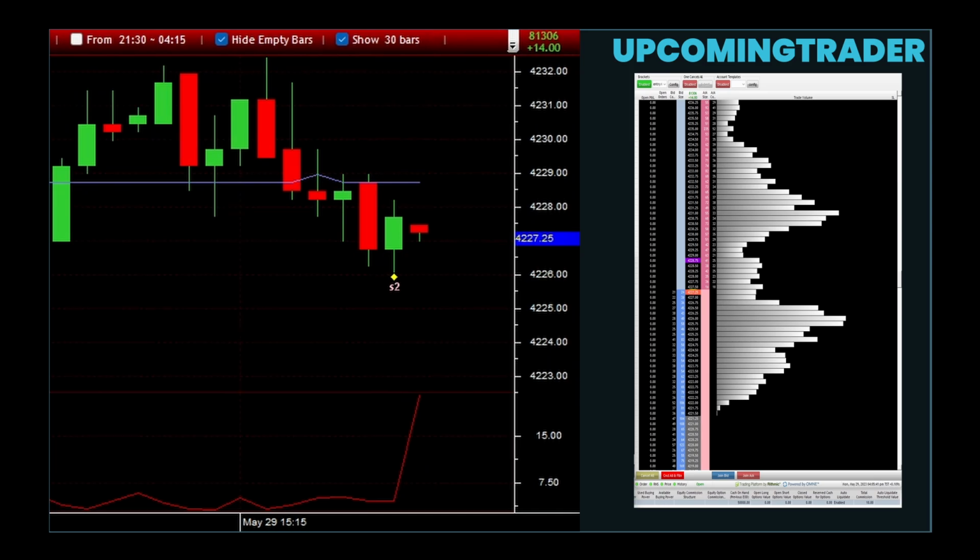Flags are continuation patterns that indicate a brief pause in a strong trend before it continues. Flags form after a significant price movement, and they typically slope in the opposite direction of the prevailing trend. For example, in an uptrend, the flag may slope down slightly, and in a downtrend, the flag may slope up. When you see a flag forming, it can be a good time to prepare for the trend to continue once the flag breaks.